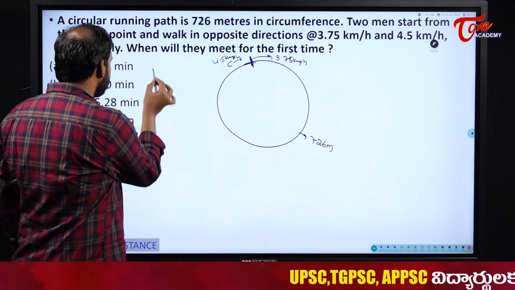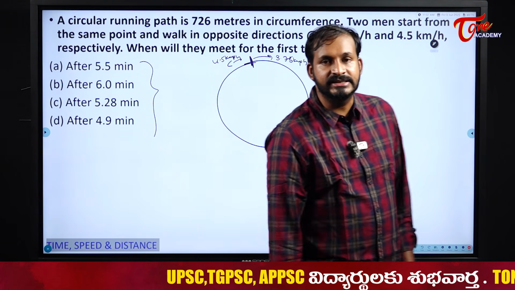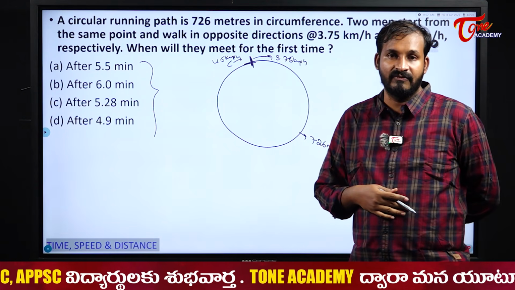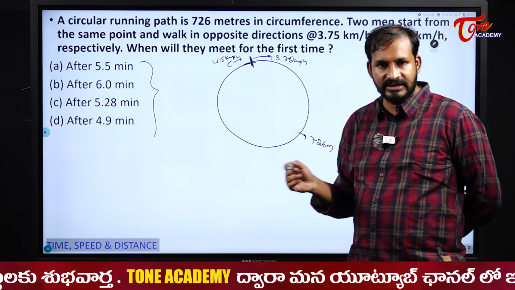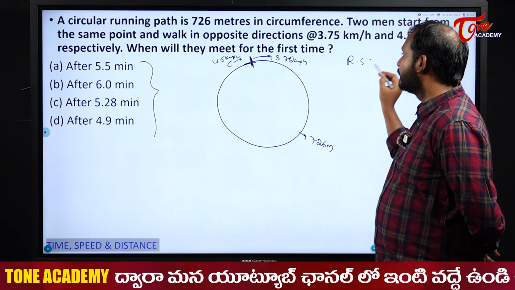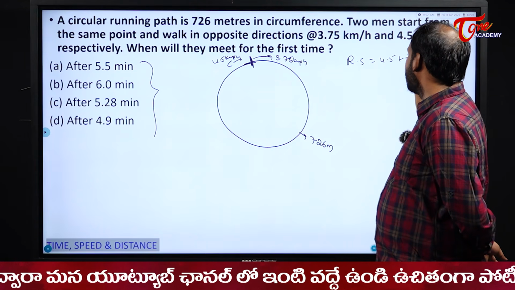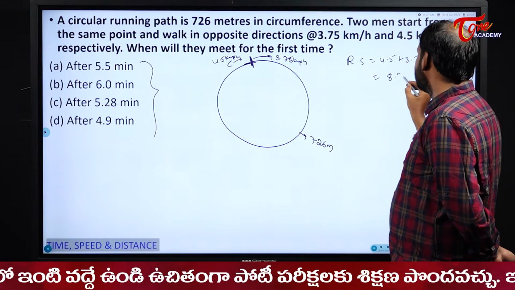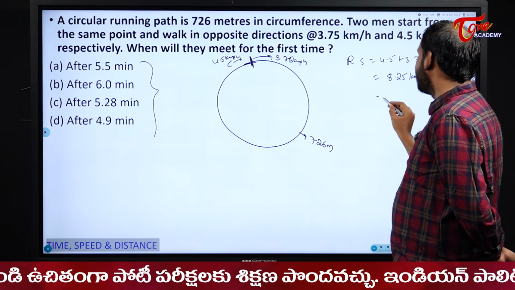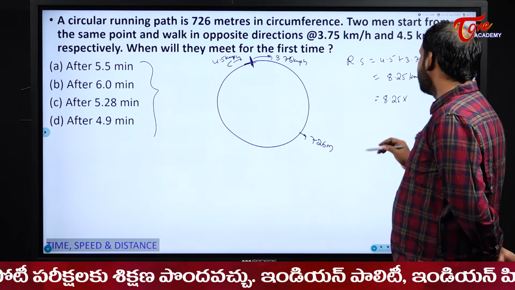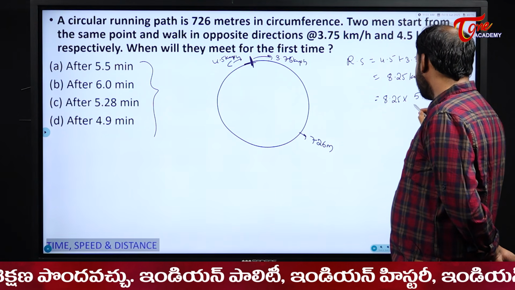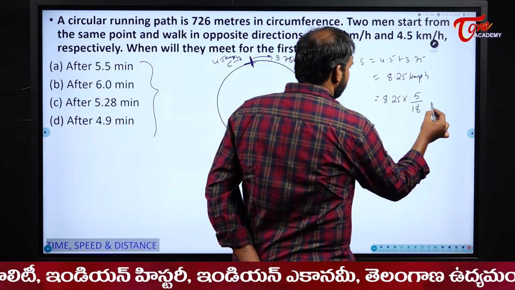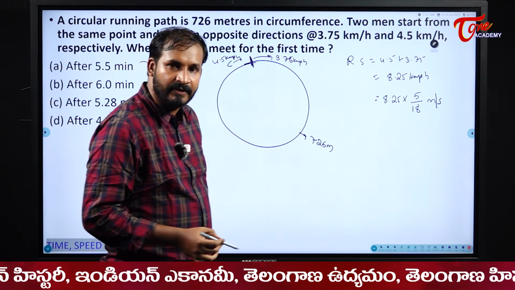Now see here, the options they have given us are in minutes, right? They gave us the speed in kilometers per hour and the distance in meters. Now tell me what we can do. First of all, find out the relative speed in the general manner. Relative speed is equal to 4.5 plus 3.75. It will become 8.25 kmph. Please convert it into meters per second. So 8.25 into 5 by 18. This is the relative speed in this case.